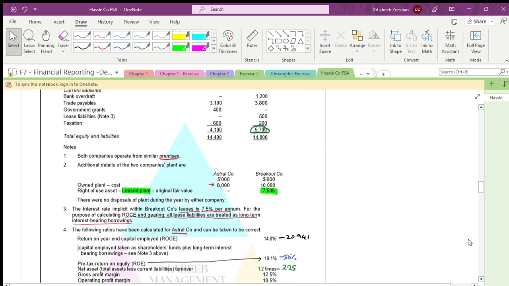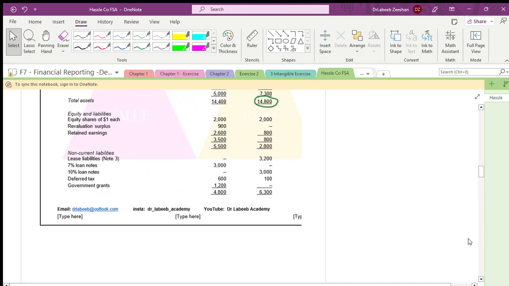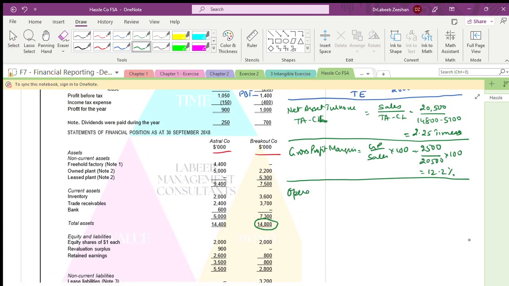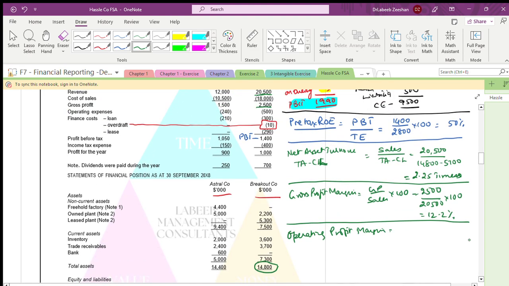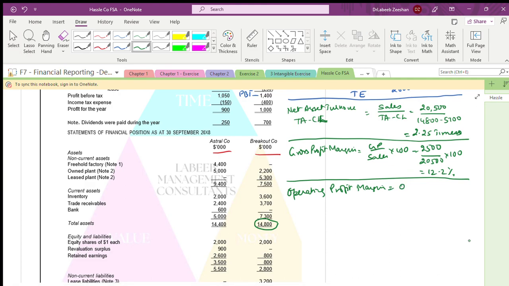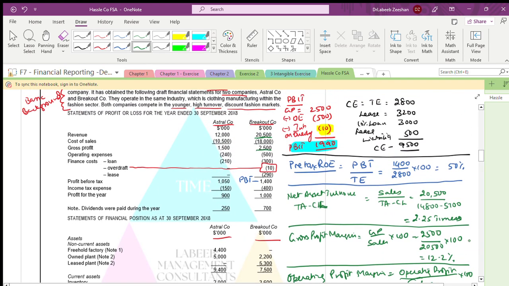Fine. Next, what is the operating profit margin? Operating profit margin is operating profit divided by sales times 100. Here operating profit is how much? Operating profit is gross profit minus operating expenses.